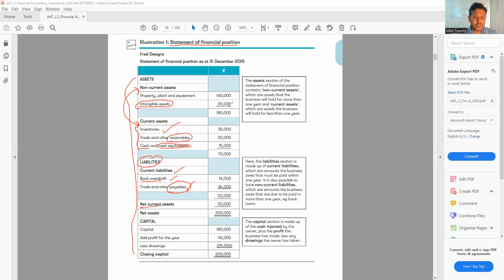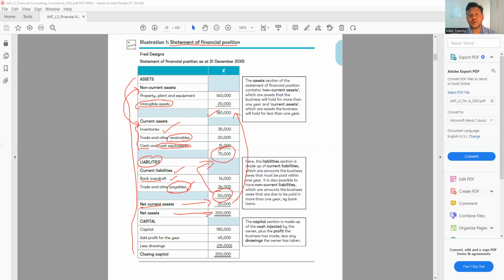This is the format. We have the non-current asset, then the current asset minus current liability. Current asset minus current liability gives us the net current asset. To the net current asset, we add the non-current asset and that gives us the net asset. And the net asset has to be equal to the closing capital.